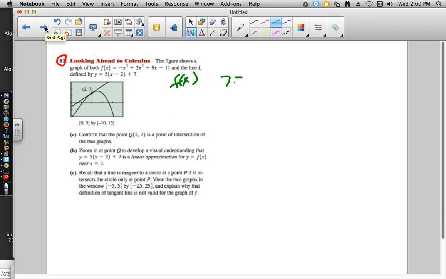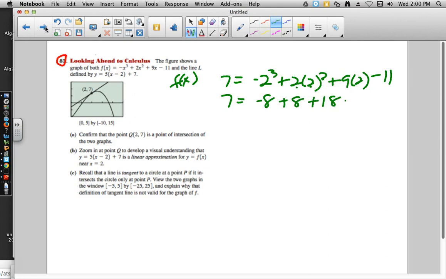So that means if we put a 2 into this, it has to work. So 7 equals negative 8. 2 squared would be 4. 4 times 2 is 8, plus 18, minus 11. 7 equals 18 minus 11, and it does. So it definitely works in f of x.